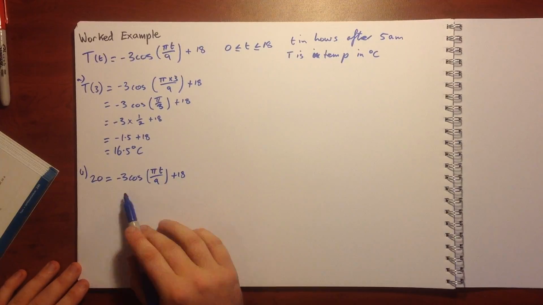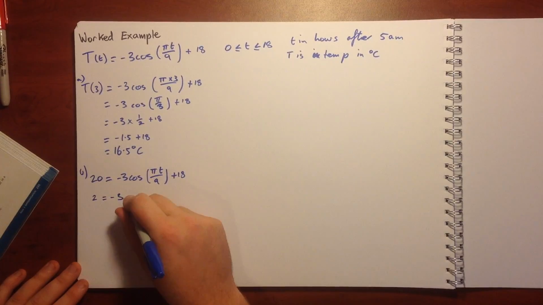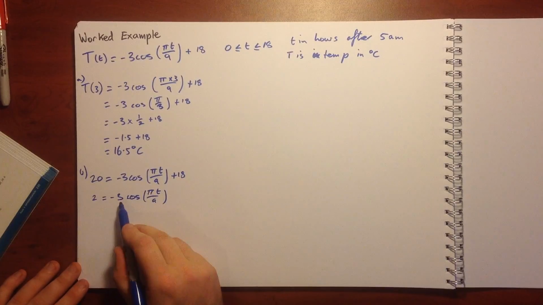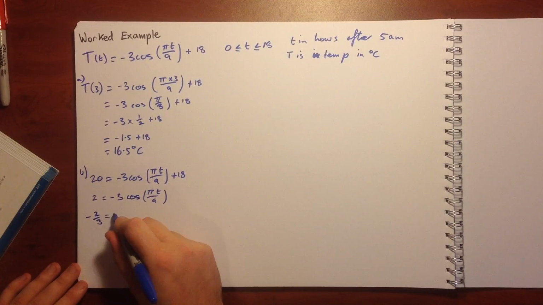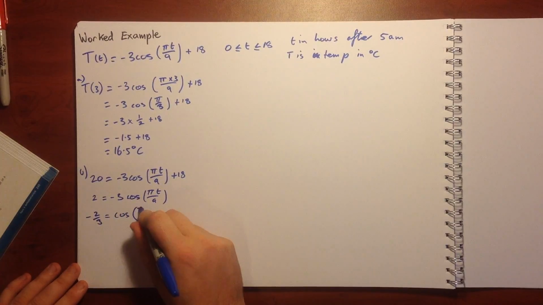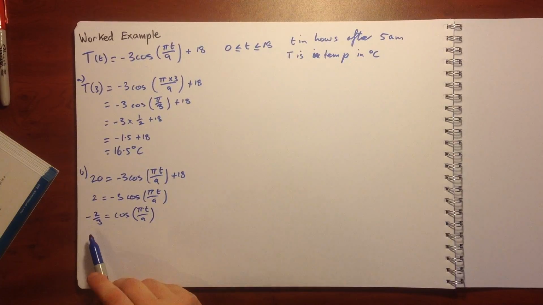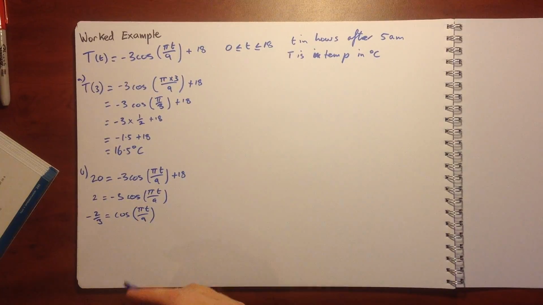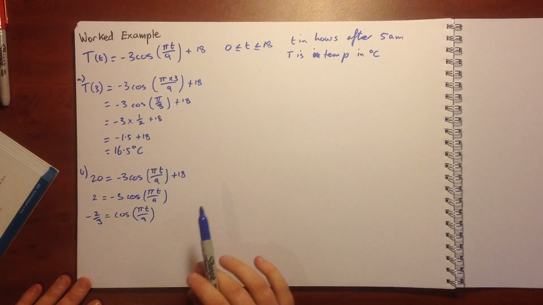So what we do is we take away our 18 and make it 2 equals minus 3 cos of pi T on 9. We could divide by minus 3 and say we've got minus 2 on 3 equals cos of pi T on 9. Now the problem is minus 2 on 3 isn't one of our exact values, which means we can't do it by hand, so we can ask our calculator to solve that. You can set your domain from 0 to 18 when you're solving that.